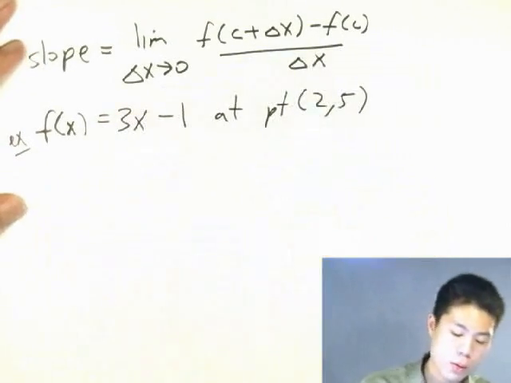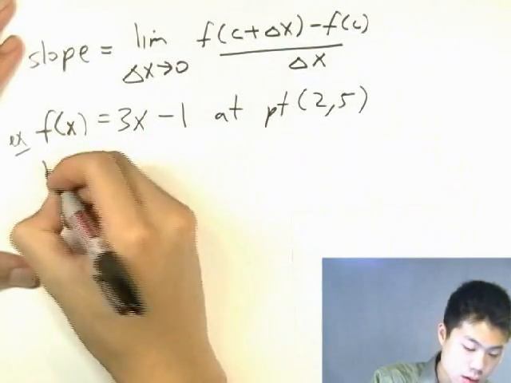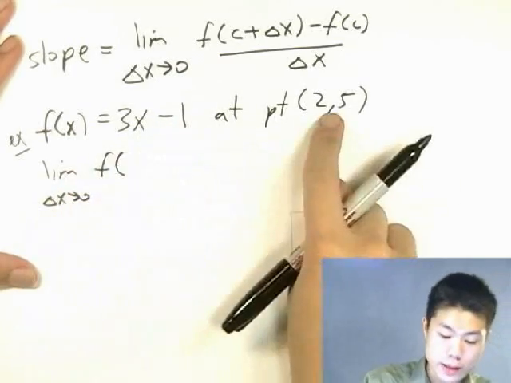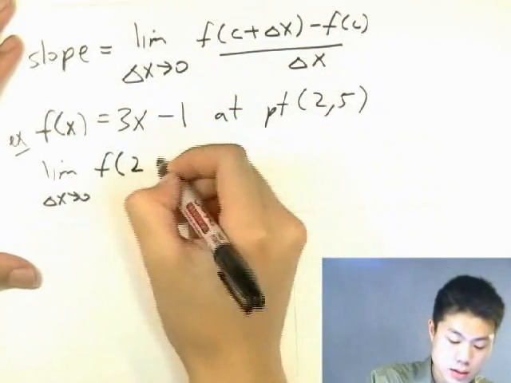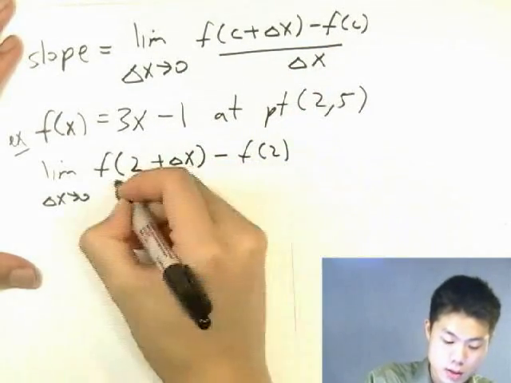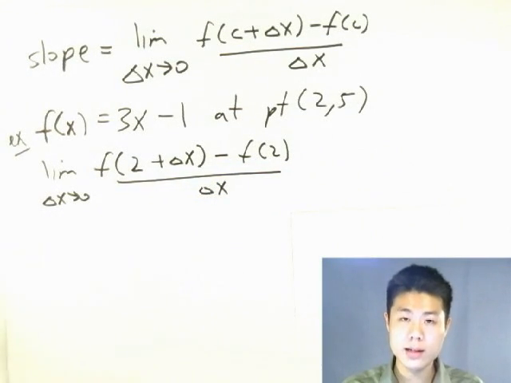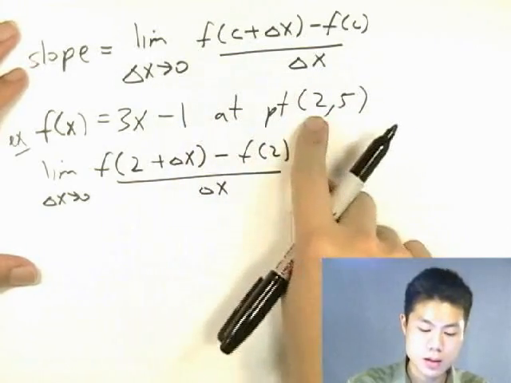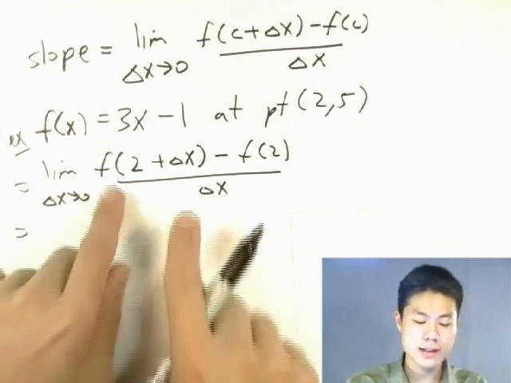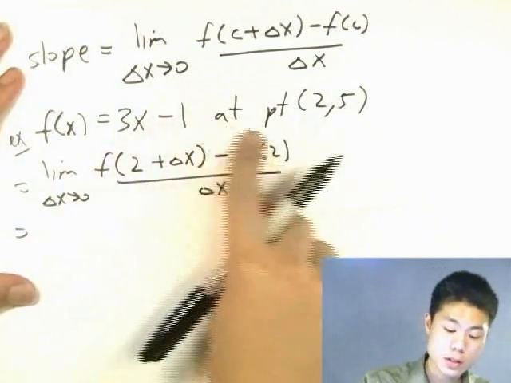But I'm still going to use this to show you that. So what I would do is apply this formula to the case here. My point is 2, so c is 2. So 2 plus delta x minus 2 here, all over delta x. I'm just plugging 2 in for c. Now I'm going to actually write out what the function is.